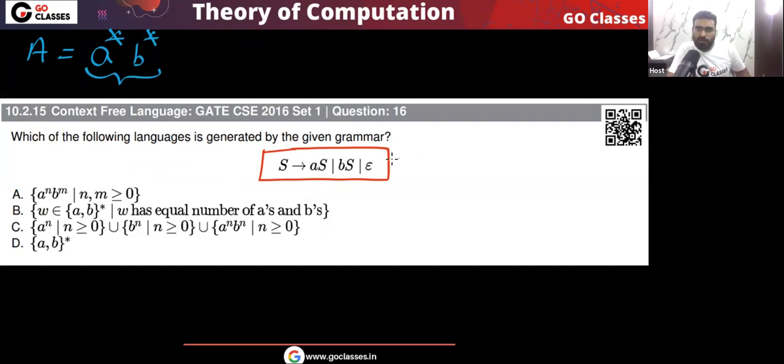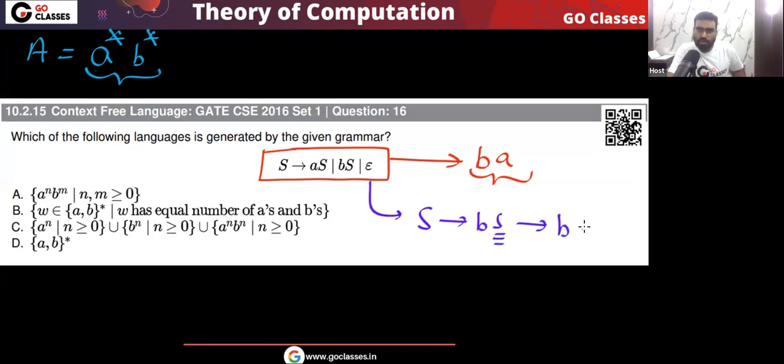But you can notice that from this I can easily generate BA. This string I can generate. Do you agree with me? Yes or no? Because notice what I can do. S can go to bS, then this S can go to aS, and then this S can go to epsilon, so I will get BA. So BA can be generated from the given grammar, but option A does not have BA, so option A is gone.